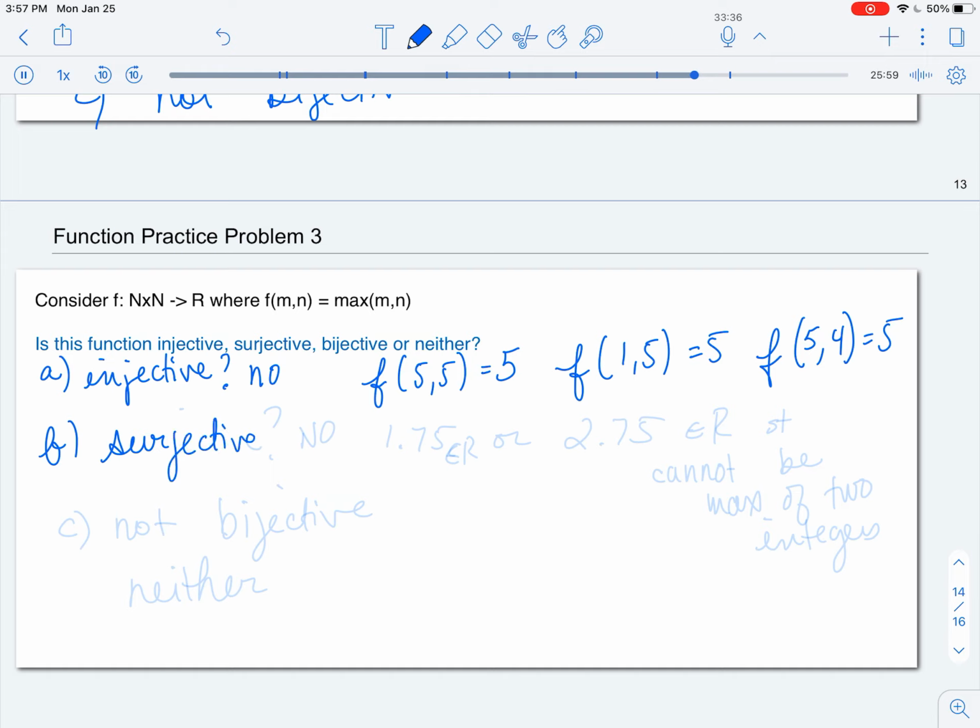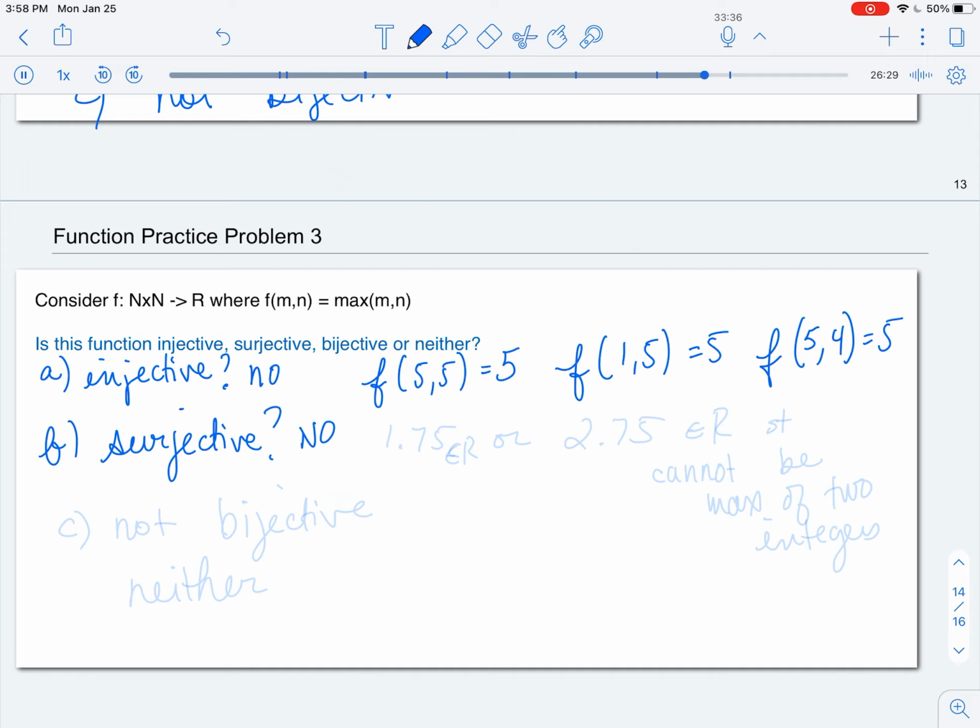So for the function to be surjective, that means for every point in the codomain, so for every real number, we need to have a point in the domain, so that's the cross product of the integers, that can generate it. And this is going to be absolutely no also. It's not surjective, and we can think of many counterexamples because, for example, when you're taking the maximum of 2 integers, it has to be an integer.